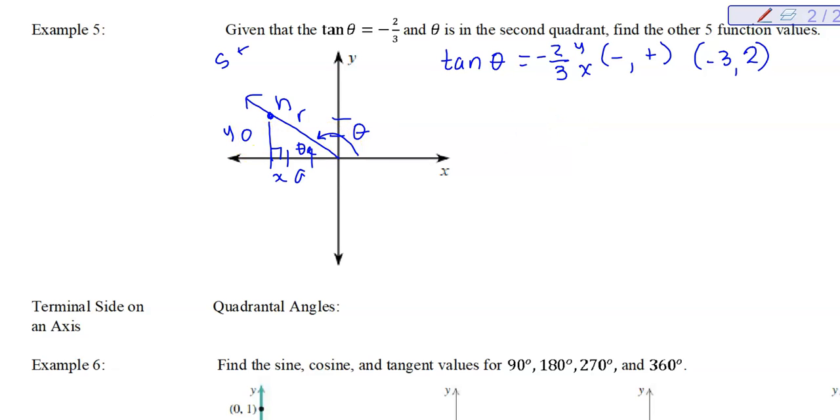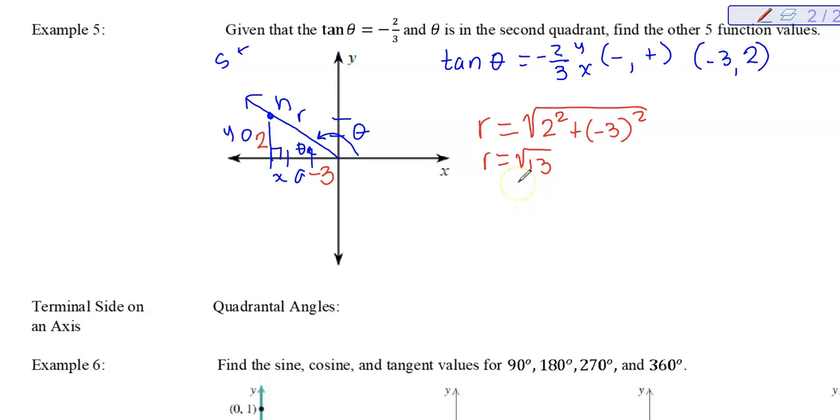Y is 2. X is negative 3. And I think we've already found this radius just on a different triangle that was oriented a little differently. So radius is equal to the square root of 13, because it's 2 squared plus negative 3 squared, which is 4 plus 9. So our radius is still the square root of 13.